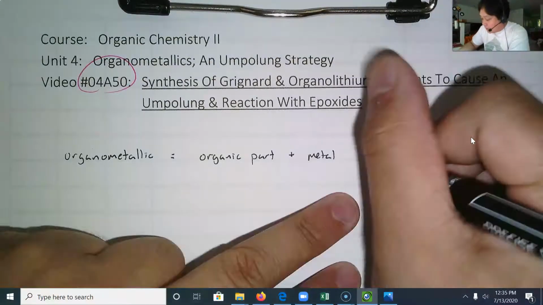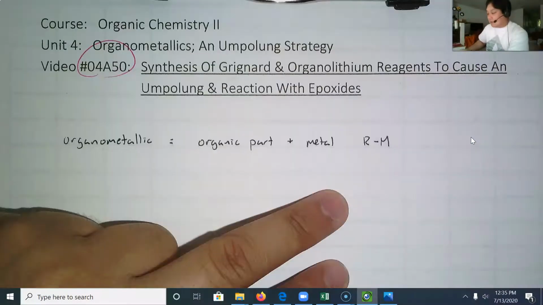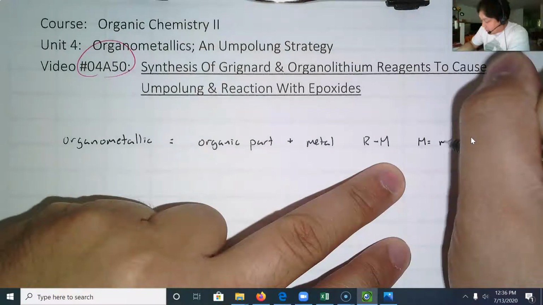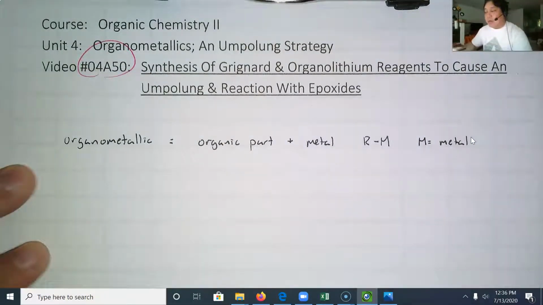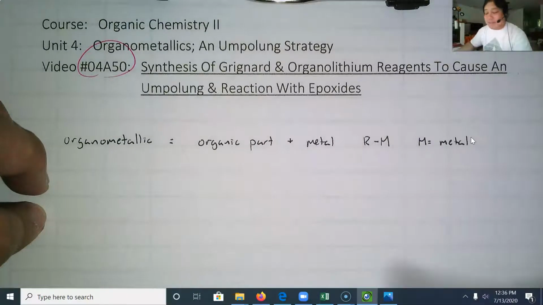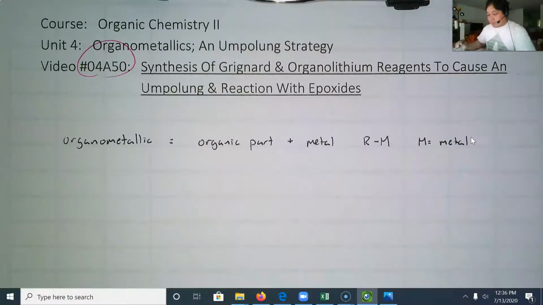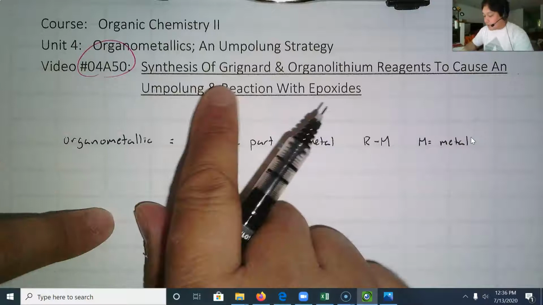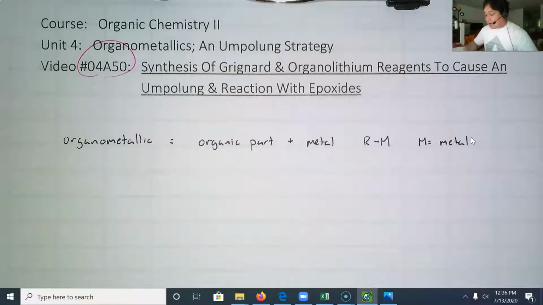And we could generalize that by this abbreviation, and M equals metal. The metals we'll be working with in this video are going to be magnesium and lithium and also copper. Okay. But what about this Umpolung? What is that? It says here that we're going to synthesize these reagents to cause an Umpolung, and we're going to see that reaction with, hopefully, epoxides.